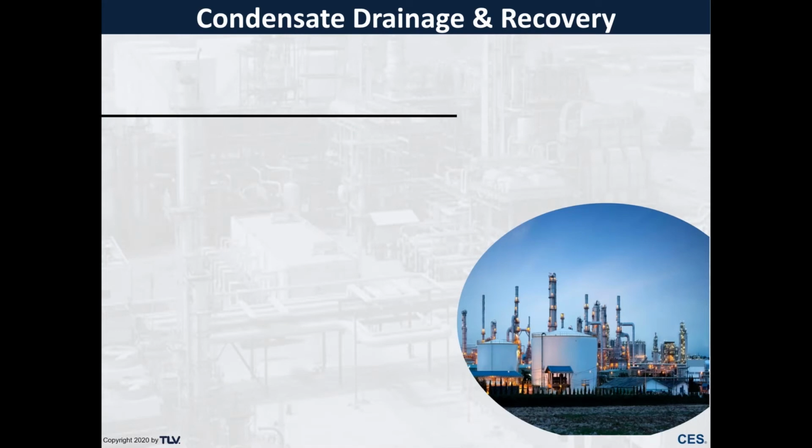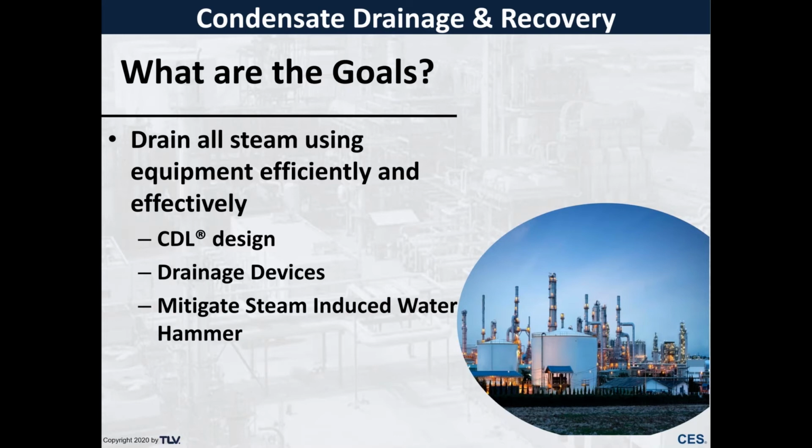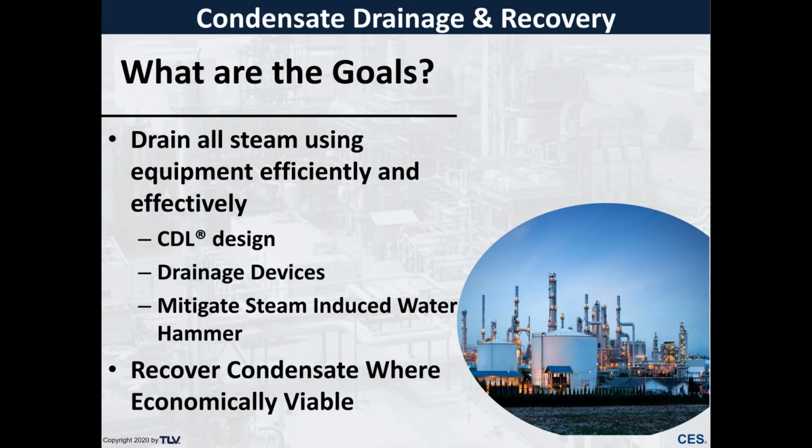So with condensate drainage and recovery, what are the goals? Well, the first goal is to drain all of our steam using equipment efficiently and effectively. And there's a few different points to that. The first is our condensate discharge location design, and that involves things like our drainage devices. What type of steam traps am I using, or do I need a pump to pump condensate out of this equipment? And we want to mitigate any steam-induced water hammer in our condensate return line. And ultimately, we want to recover all of that condensate wherever it's economically viable.